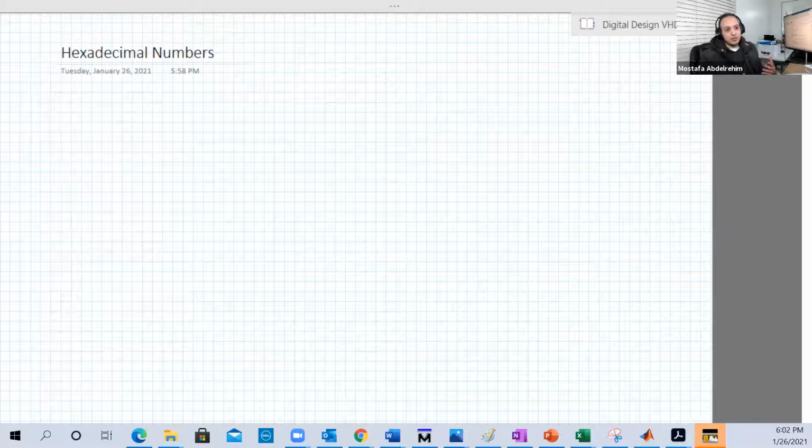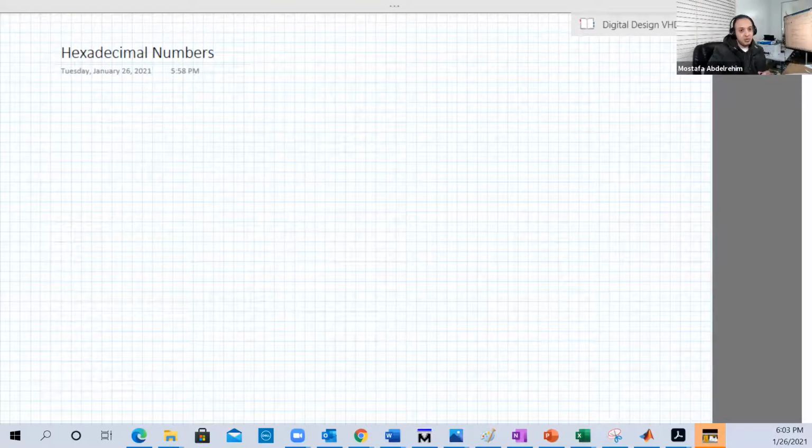So we talked about the binary system and the decimal system. Now we're going to introduce another system that is very useful as well, which is the hexadecimal system. The book talks about hexadecimal and octal. We're going to cover in the lecture only the hexadecimal, but you have to study the octal system by yourself. It's basically the same stuff as hexadecimal. So what are hexadecimal numbers?